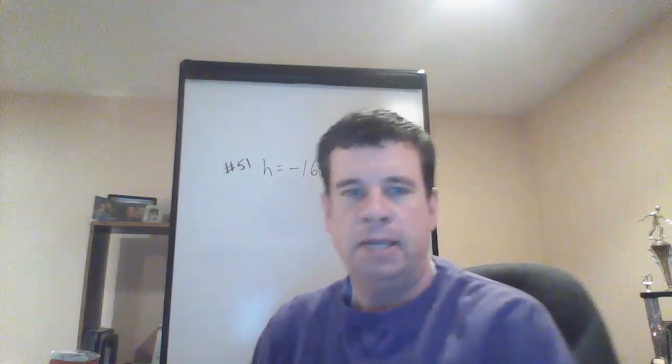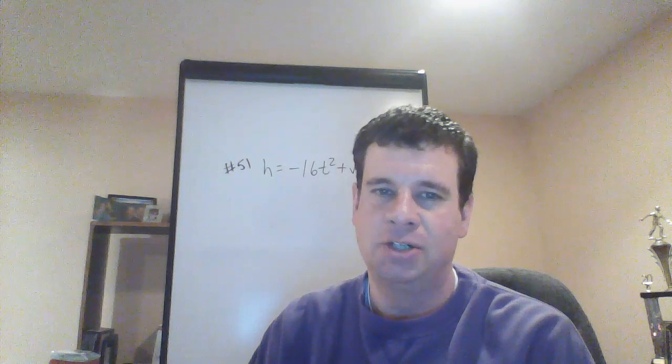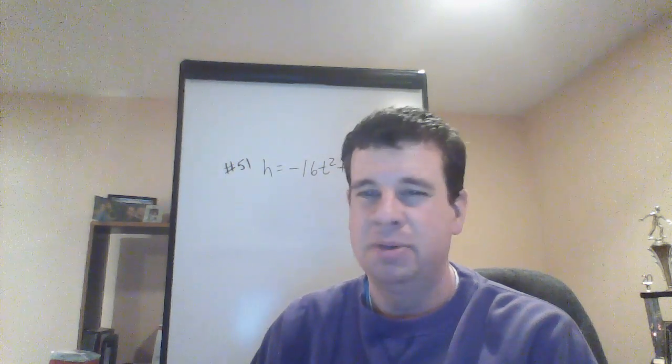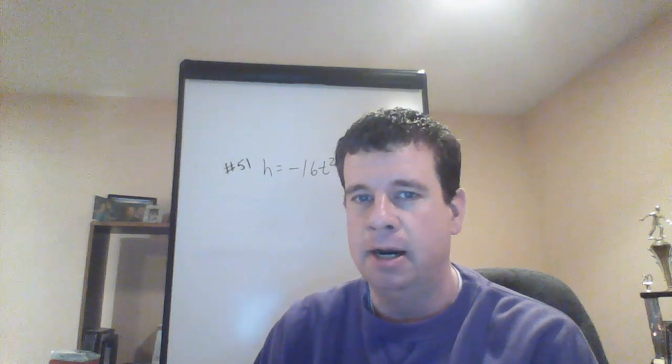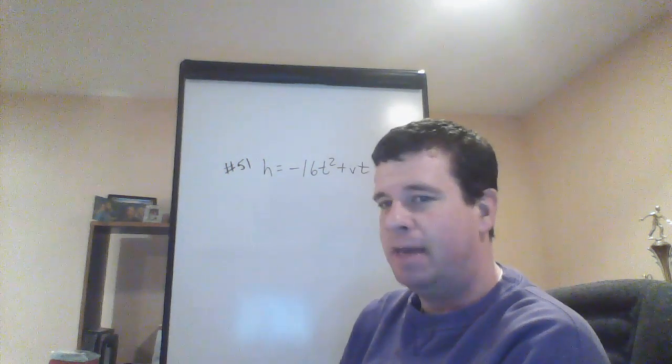Hey guys, just answering another question you had from the homework. We're looking at number 51 in section 9.4. This one was about a cat jumping into the air. You see I've got the vertical motion model back there. You're going to need that, so have that memorized.